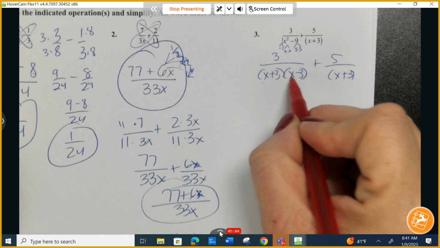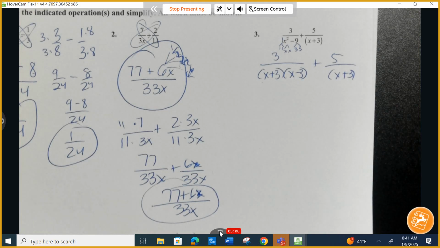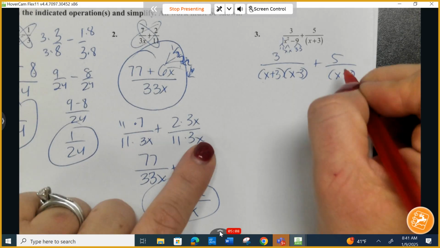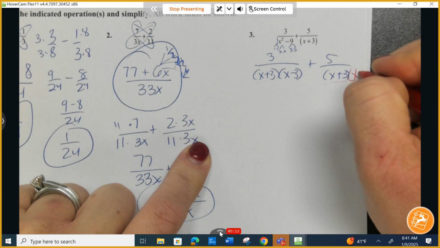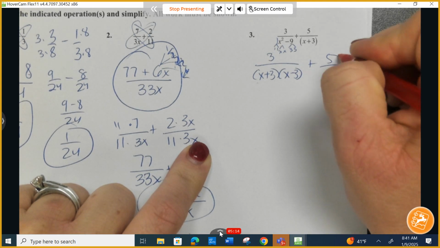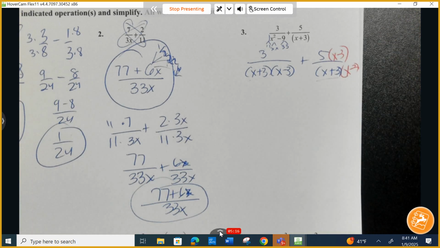So when I look right now and I ask myself what would be needed to have a common denominator, well, I can see they both contain x plus 3. So if this group had x minus 3, and remember, whatever you do to the bottom, you must also do to the top. Now I have a common denominator. Now life is pretty easy. So I'm going to go about doing this one using the old school method.